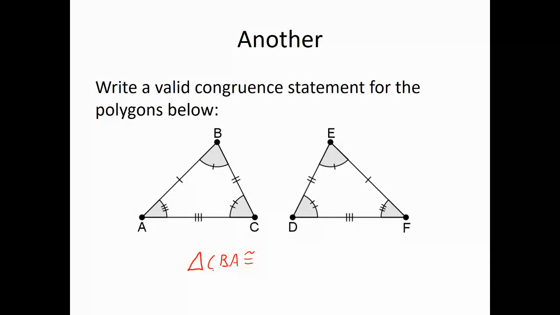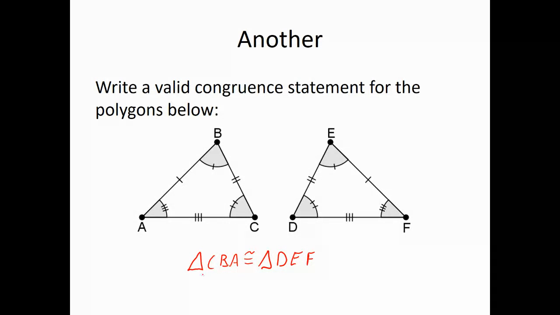Okay, so to what does C correspond? Well, C obviously corresponds to D, and then in the first triangle we went to B, and to what does B correspond? Well, B corresponds to E, and then we ended up at A, and to what does A correspond? That is, it is F.